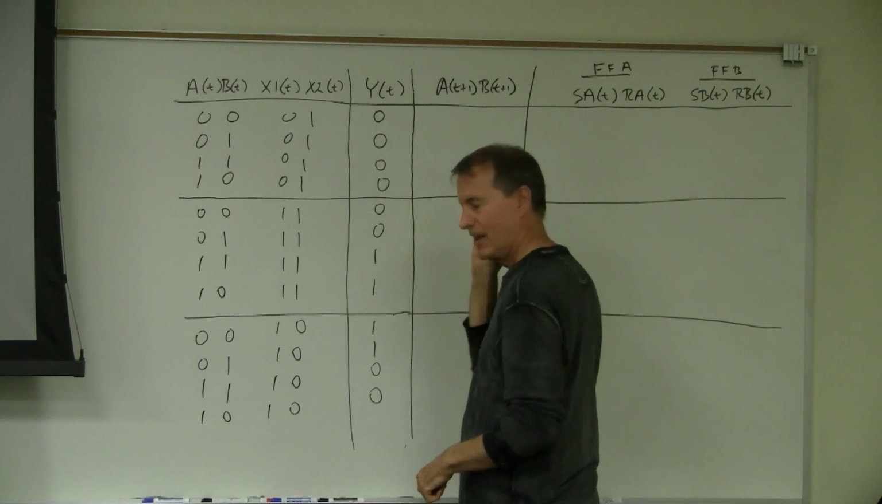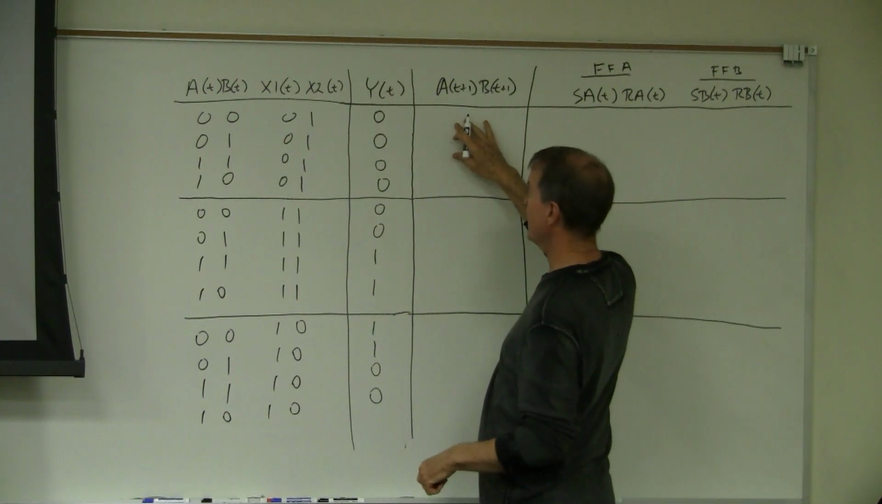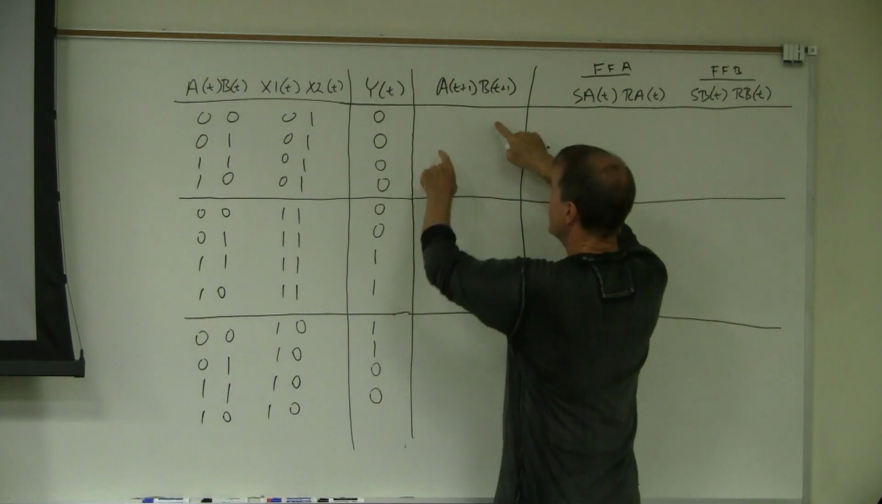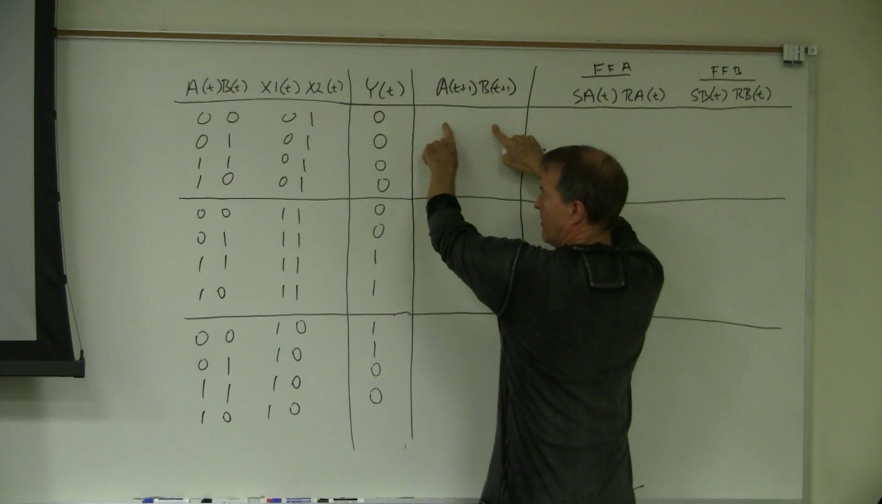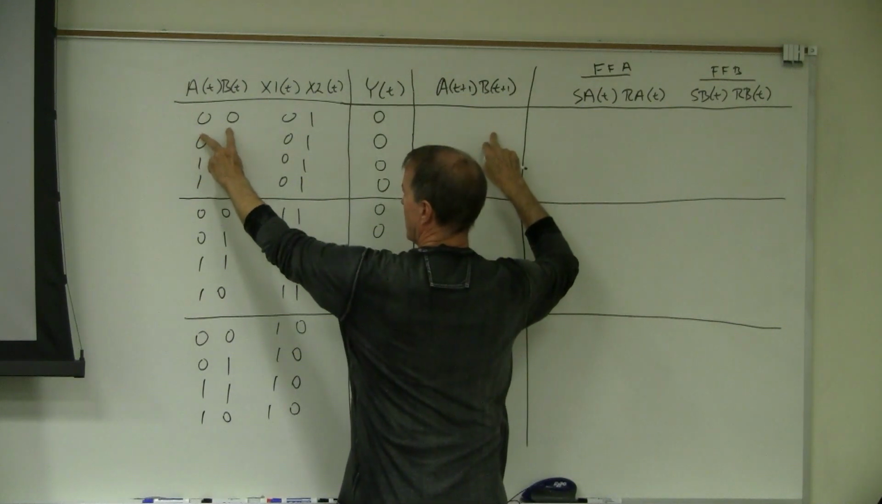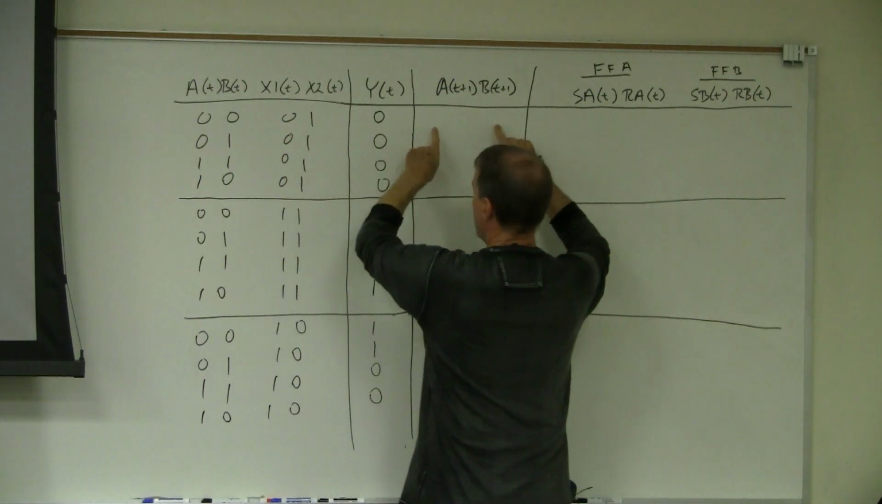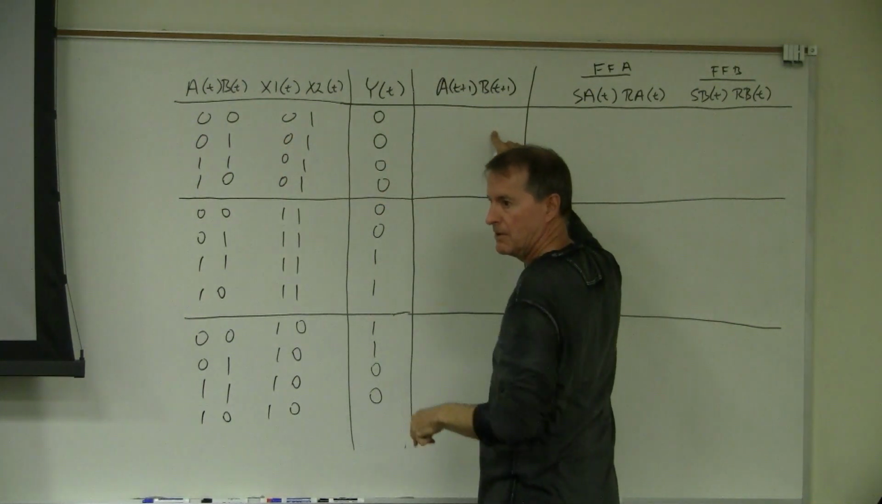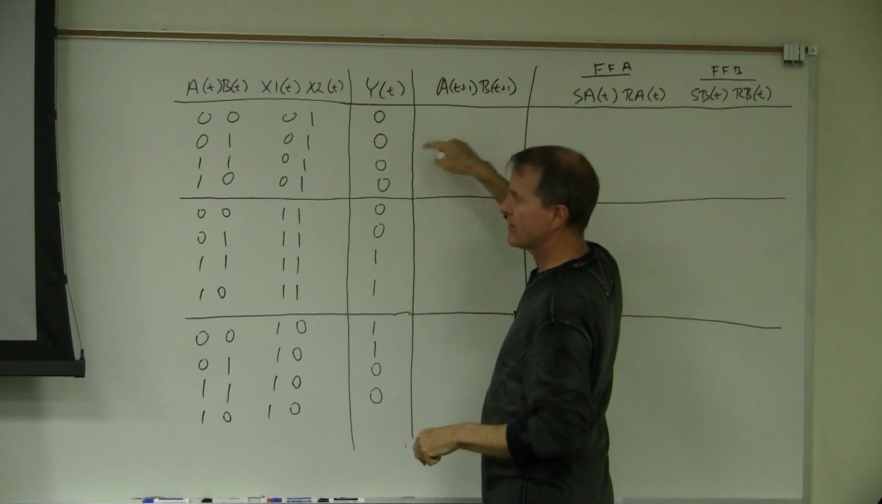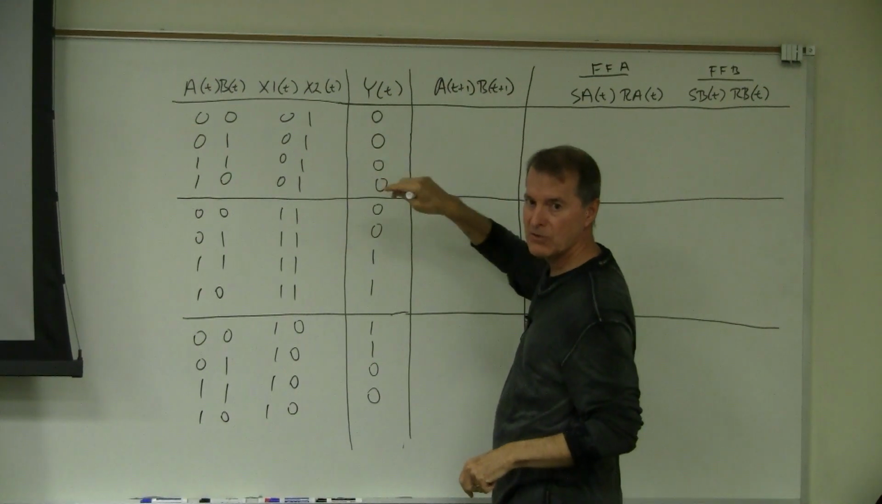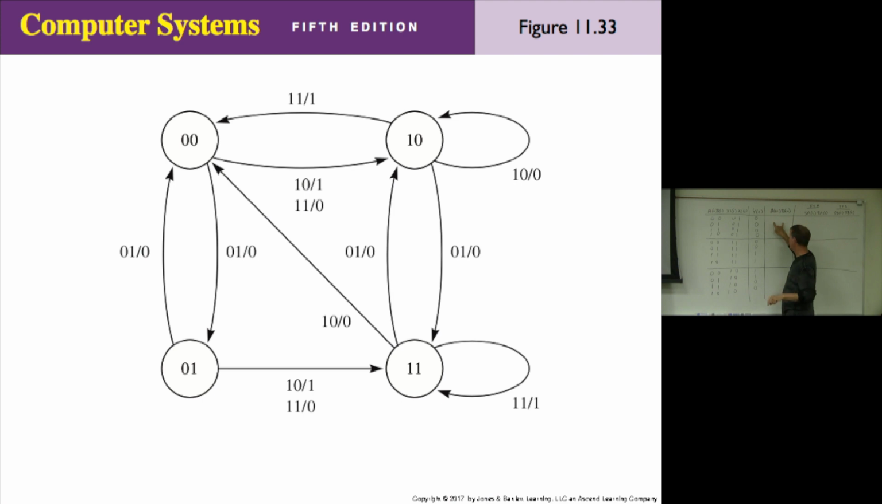Are we good? Now, here's the thing. Let's do these a pair at a time, right? Because if we're in state 0, 0 and we have a 0, 1, what state will we go to? Are you with me? They're right next to each other up there. So next, if we're in state 0, 0 and we have an input of 0, 1, what's the next state?